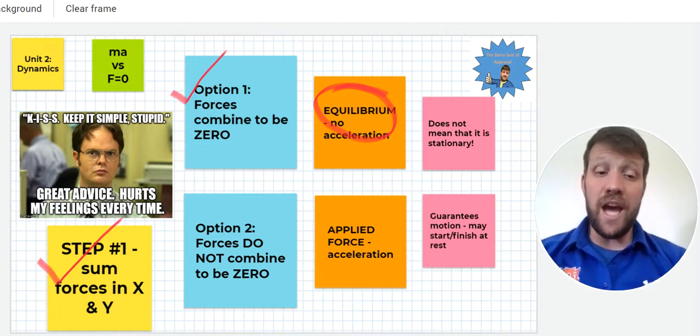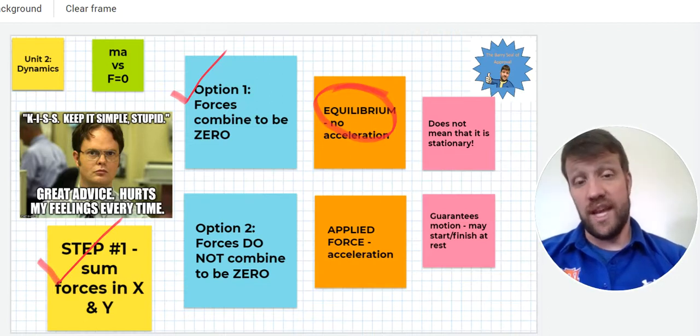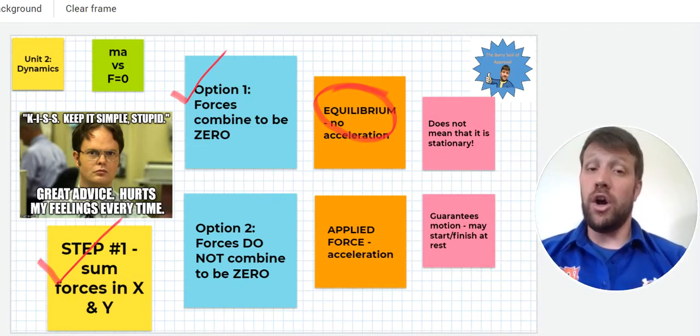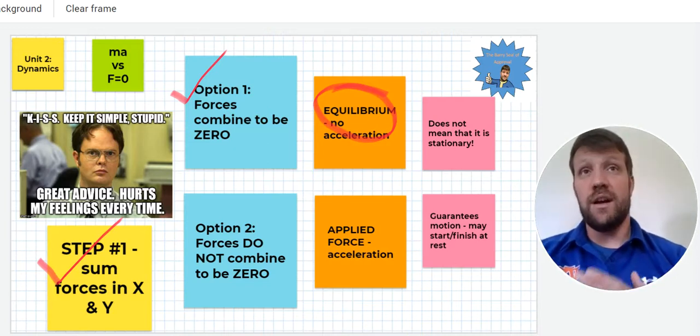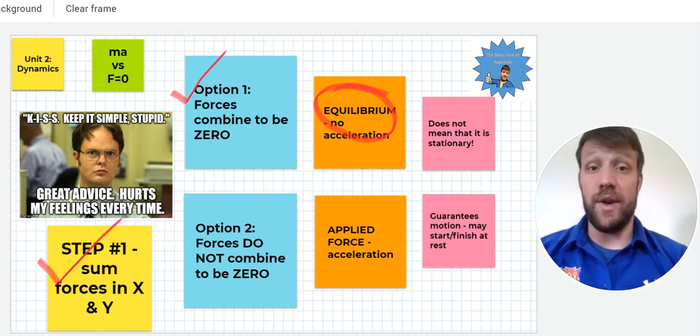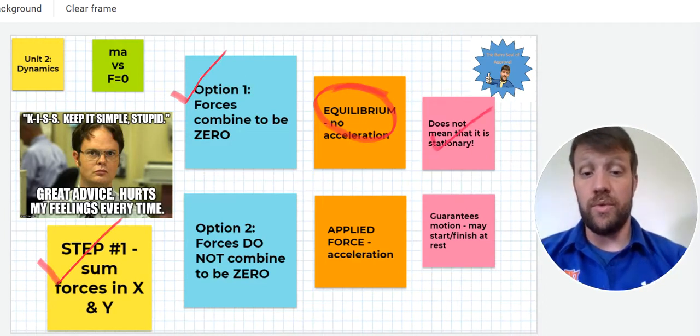Now, this does not always mean that the mass is going to be stationary. If an object, let's say a car, was on the highway, moving with cruise control, then the velocity of the car would remain constant. It's still moving even though it's not accelerating, and that's important to note, so make sure we're noting that as well.